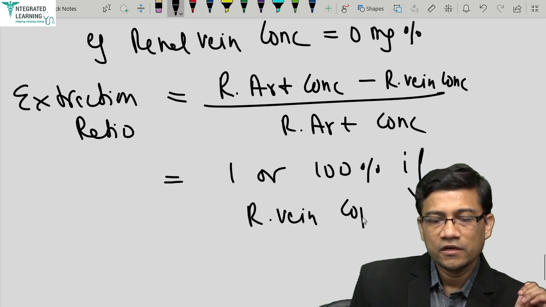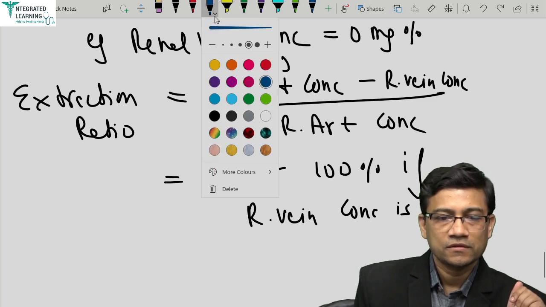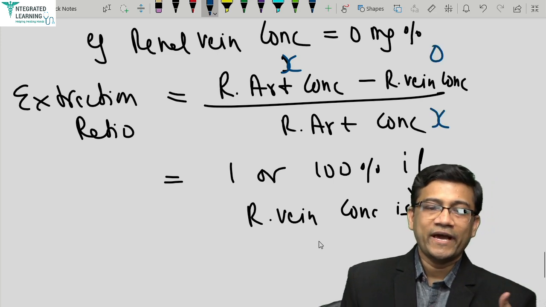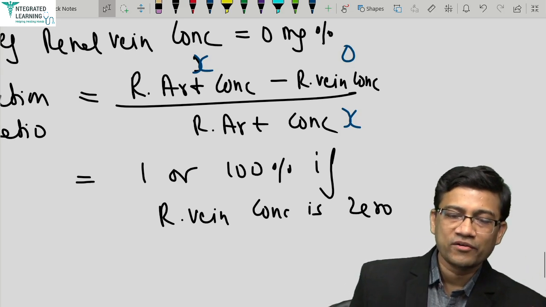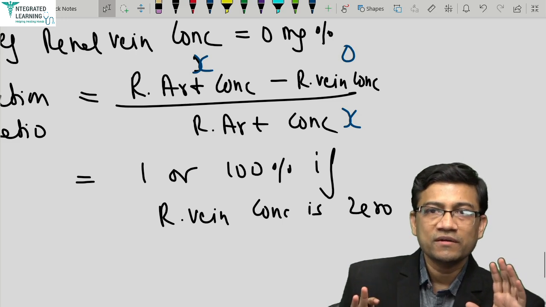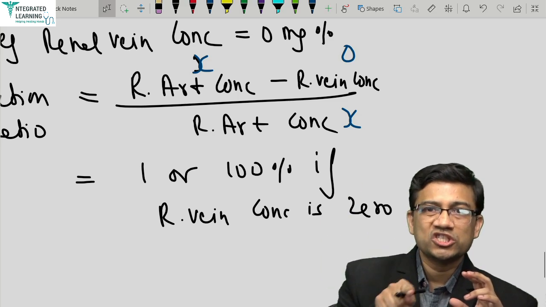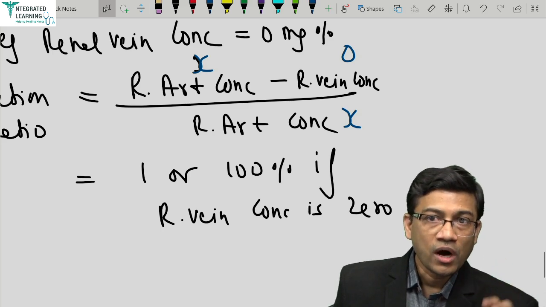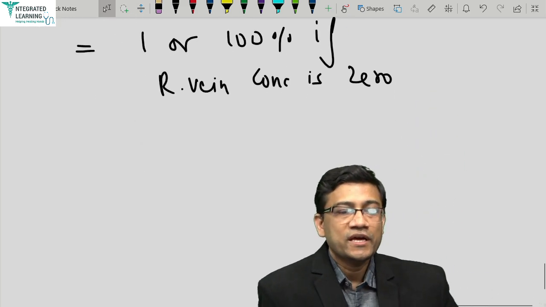If renal vein concentration is 0, you can solve it now. Let's take this as X, this is also X, this is 0. So obviously X by X is 1. If you take something completely out from the artery and throw it in the vein, how? 20% is filtered, 80% unfiltered you can throw by secretion. So how much is the total amount left? Just 0. So how can you remove all? The answer is secretion is the mechanism you have to do apart from filtration, and you have to secrete all of it. Okay. So now the extraction is 1 or 100% if the vein is 0.